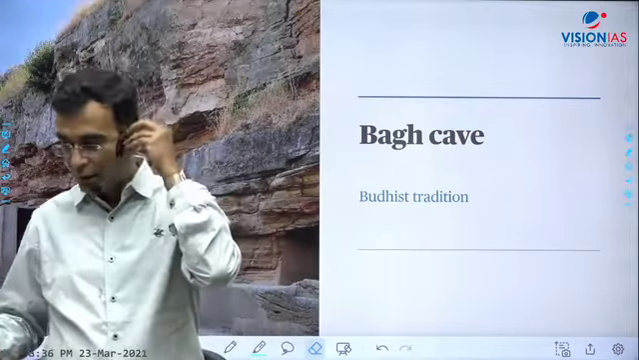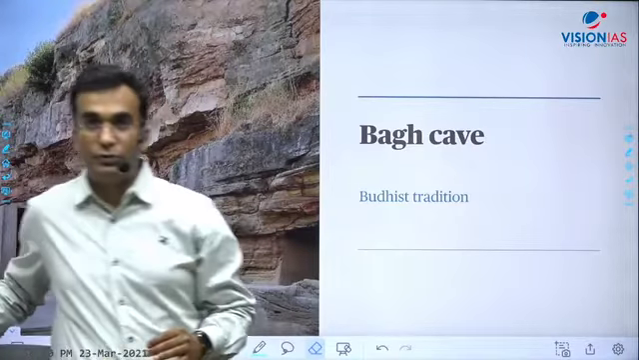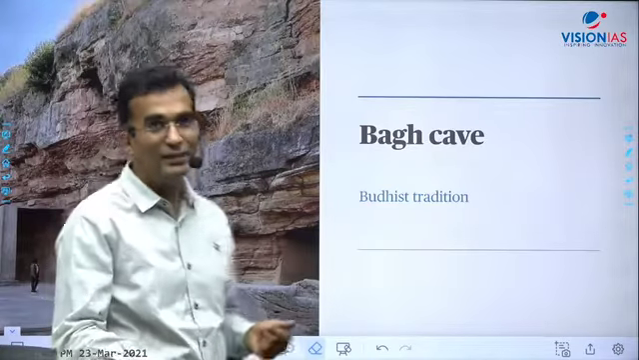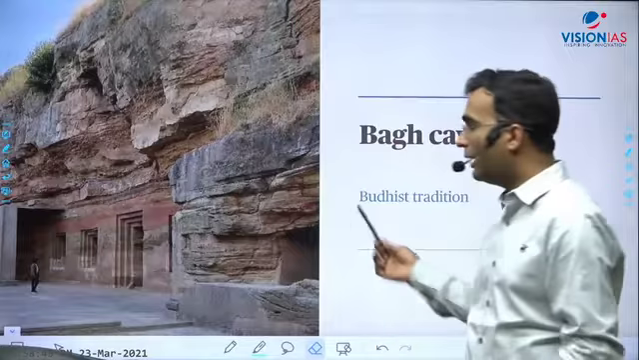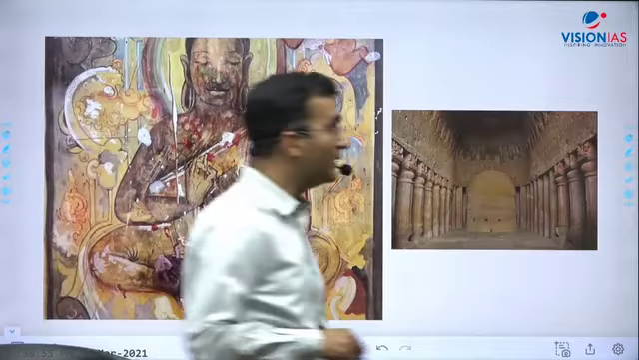So let's look at the next few caves. There are a good number of caves that we need to see. As you can see in the image itself, let's look at the image first, that is Bagh Cave, and the second image is there in this one. These are some of the paintings inside this cave.